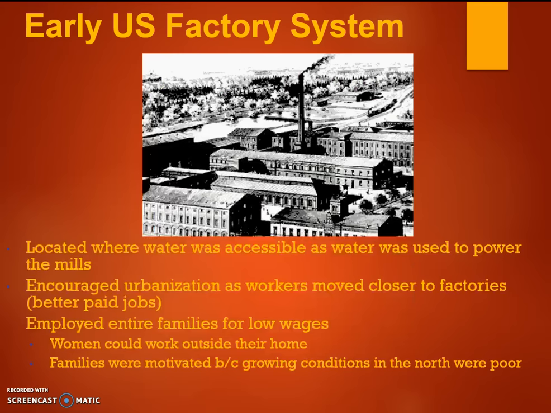The early U.S. factory system is going to have your factories located near the water because they're powered by a water frame. You need the fast-moving rivers, once again, to be able to power the mills.